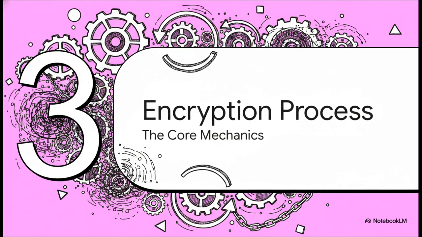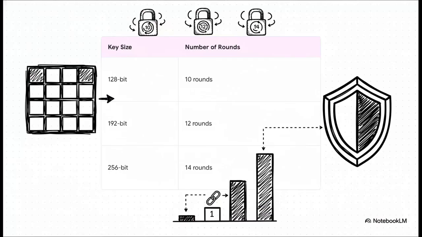All right, let's go inside the encryption process and look at the core mechanics. So how does it actually scramble your data to make it completely unreadable? Well, the real magic happens inside a series of steps that it just does over and over and over again. We call them rounds. So, AES grabs a 128-bit chunk of your data, your plaintext, and arranges it into a neat little 4x4 grid.